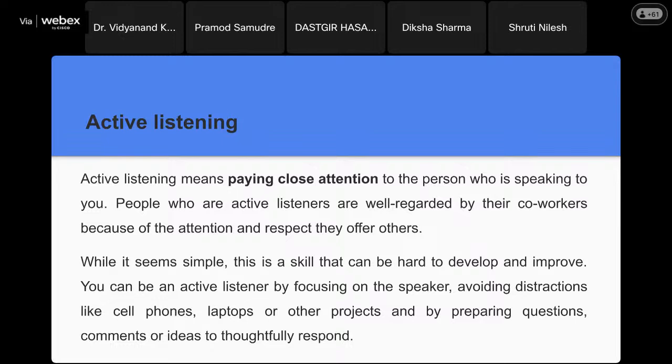Active listening means paying close attention to the person who is speaking to you. If you do that, the people you listen to will be a good friend of yours or will have a bonding with you. People who are active listeners are well regarded by their co-workers because of the attention and respect they offer others. So guys, if your co-workers listen to you carefully, you will have a very good bonding with them.